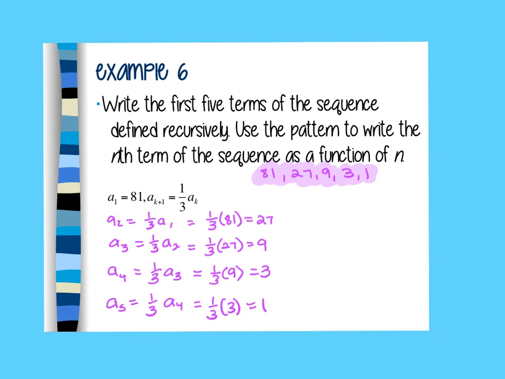All right, so once you get that, then the second part of this question says, use a pattern to write the nth term of the sequence as a function of n. This is saying figure out the expression for n, but not recursively. So they gave it to you recursively. We got to figure out how I could do this without it being recursive. So for n equals 1, a sub 1 would be 81, 2, 27, 3, 9, 4, 3, and 5, 1. What's the relationship between 1 and 81, 2 and 27, 3 and 9, 4 and 3, and 5 and 1?